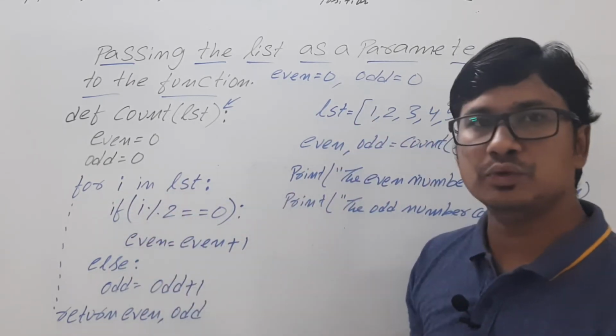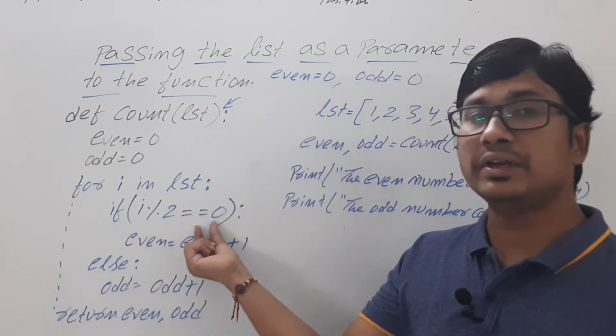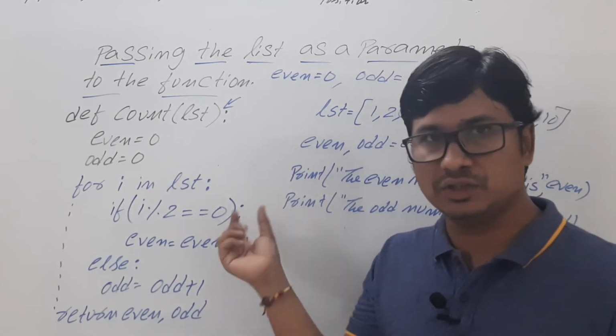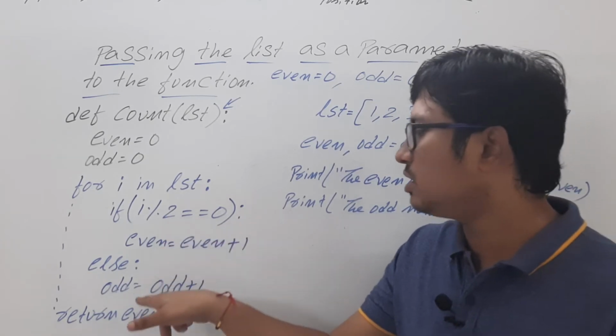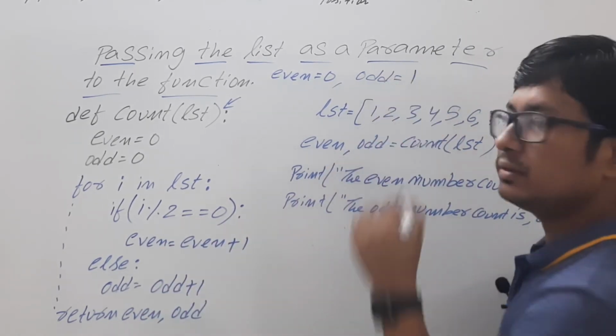1 modulus 2 will be equal to 1. But here it is saying that 1 is equal to 0. This condition is false. If you divide 1 modulus 2, the remainder will be 1, so this condition will be false. So the odd count will be increased. So odd will become 1.